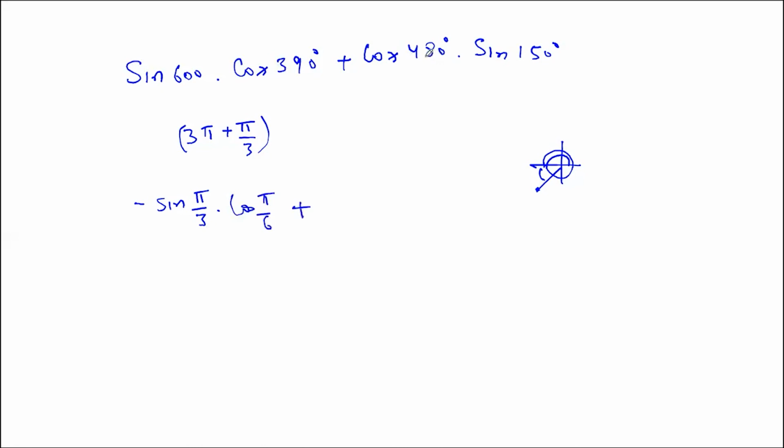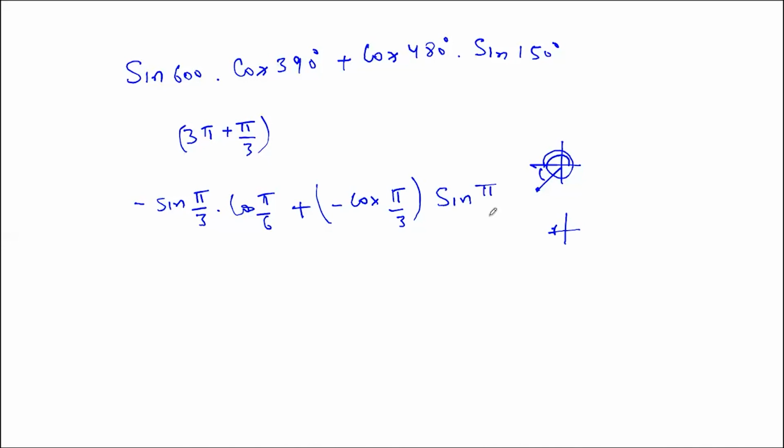Plus cos 480 degrees, right? So we can go for cos of 360 degrees plus 120 degrees, which is in the second quadrant with minus cos pi by 3, right? And sine 150: sine is positive in the second quadrant, so this will be sine pi by 6.